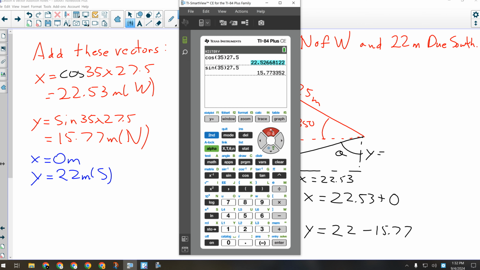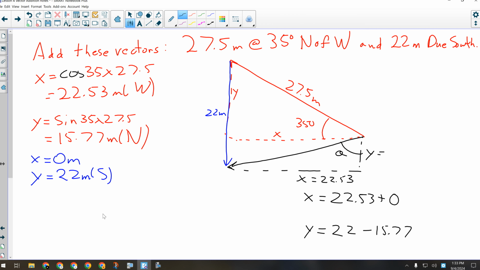So take that 22 there and subtract that number right there. Oops. Oh, no, sorry, not that number. Sorry guys, I messed that up. I just need 22, not that number. 22 minus that number. Okay, so I get 6.23 meters south. All right, I now know x and y for my resultant's triangle.